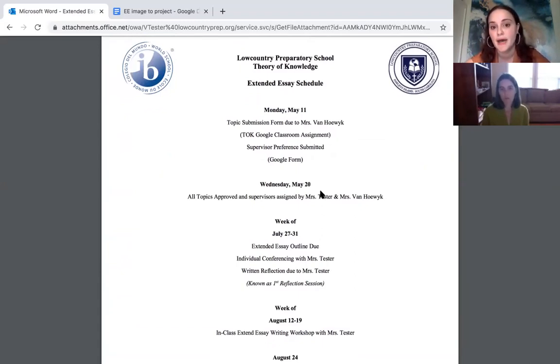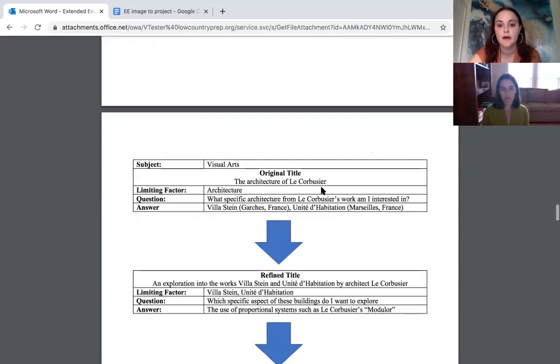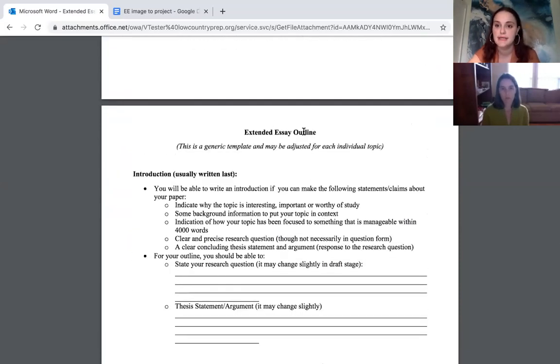Van Hoewyk by Wednesday, May 20th, saying, yes, this is specific, yes, this is great, move forward. Once you get the go-ahead, we will have sent you a copy of this outline. This is what you're working on over the summer, the extended essay outline.